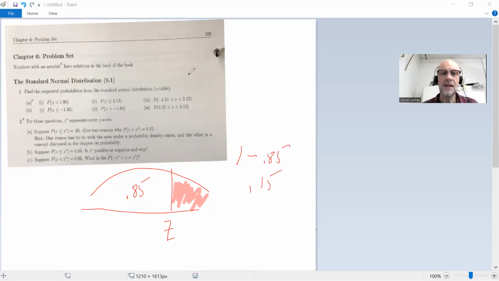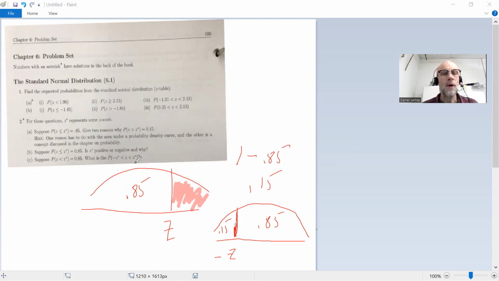Now, what's another reason? Well, because these normal distributions are symmetric, on this side, if I had the negative of that z-score, that would also tell me there's 0.85 above that, and that would make it 0.15 below.